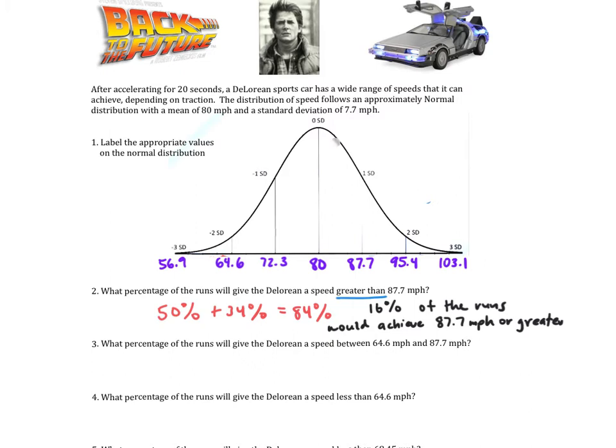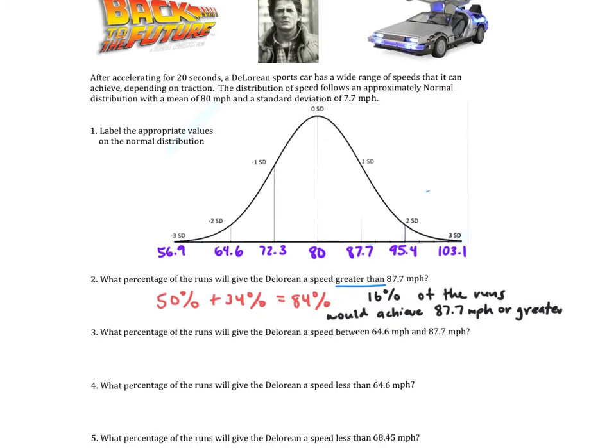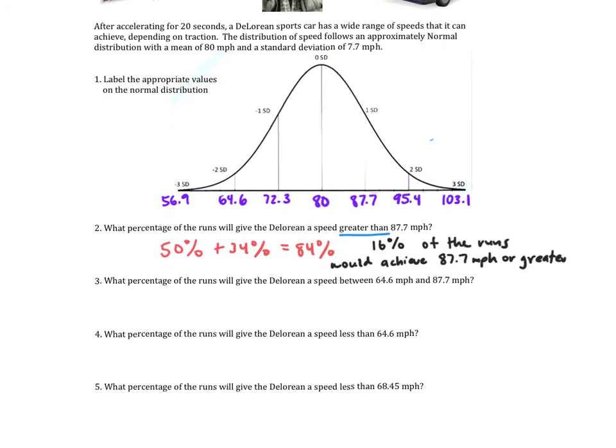What else? Next question. Move this up a little bit. Next question. What percentage of the runs will give the DeLorean a speed between 64.6 and 87.7?